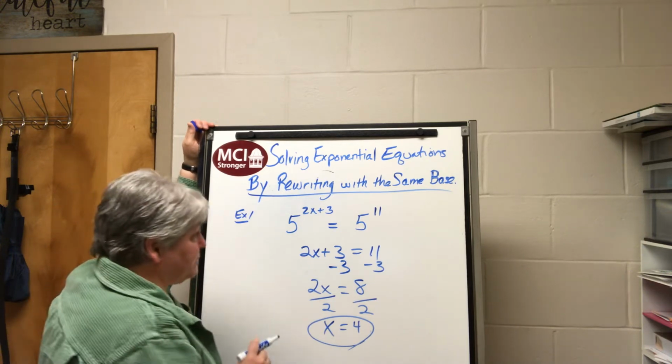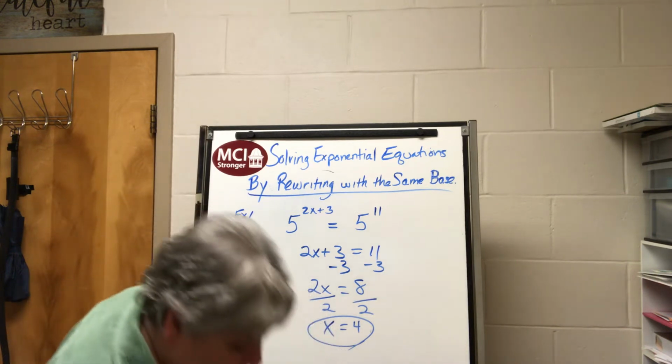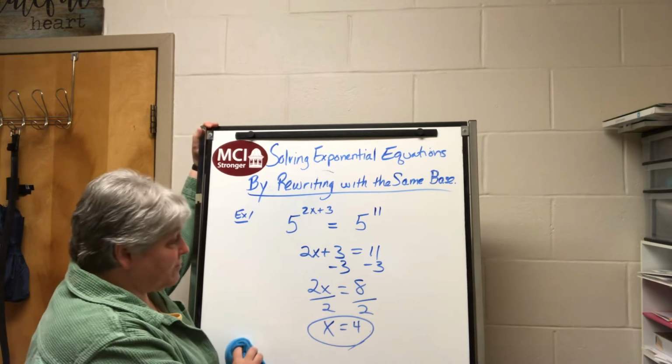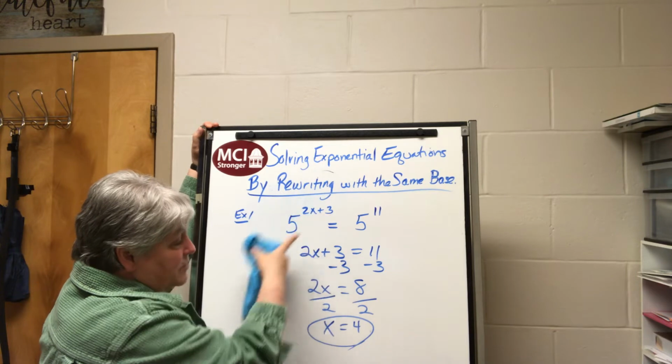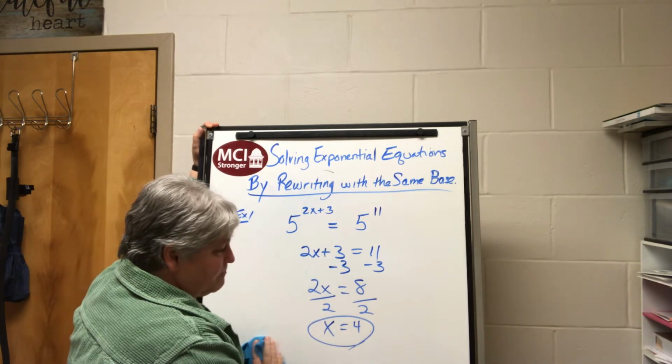So there you go. There's the most basic form of this, and it's already been rewritten with the same base. You want to take a screenshot, feel free, but all I did was, once I knew the bases were the same, I said the two exponents need to be equal. Let's try another one.